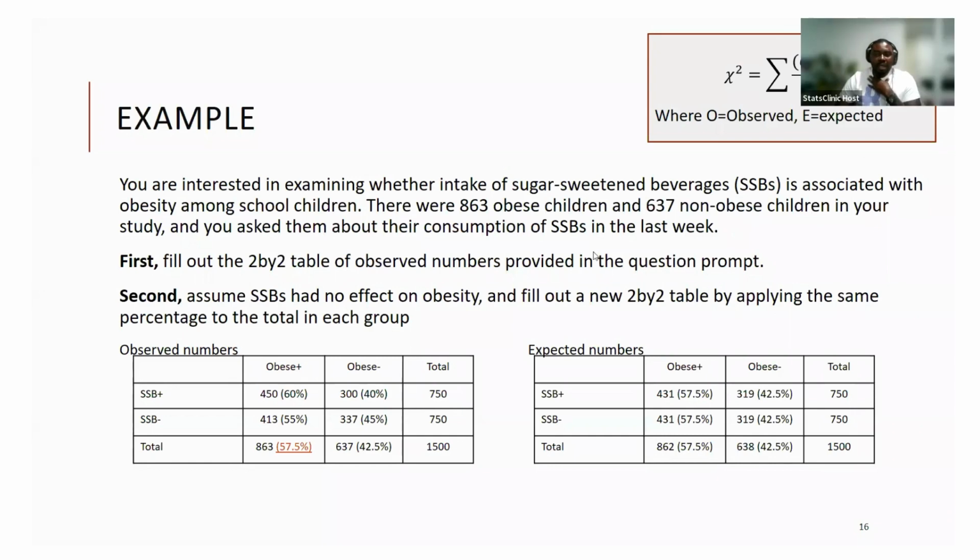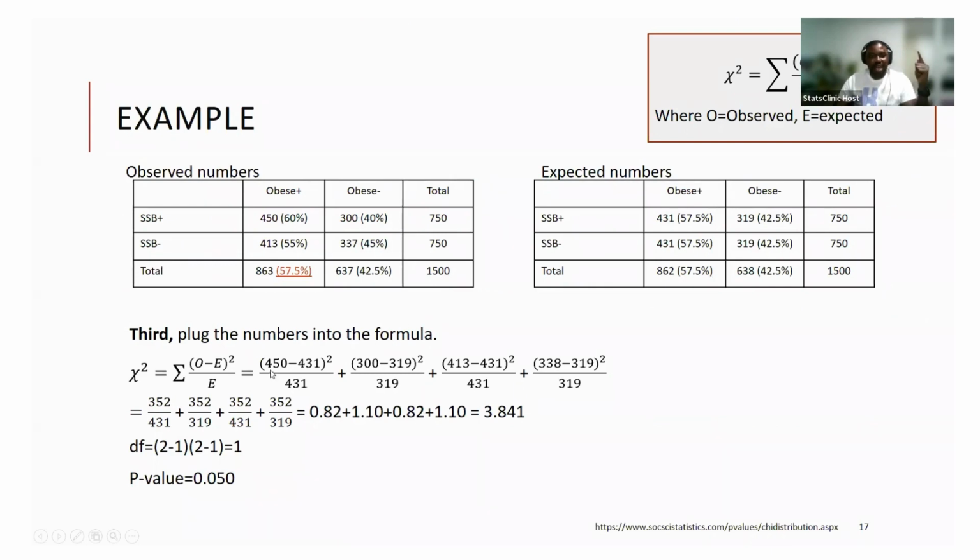All right, so that's step 1 and step 2. Step 3 is to now plug the numbers into this formula. Basically, we set the two tables side by side like this. You take 450 and 431, and you plug them into this formula: observed minus expected, squared, divided by expected. You take 300 minus 319, divided by 319.